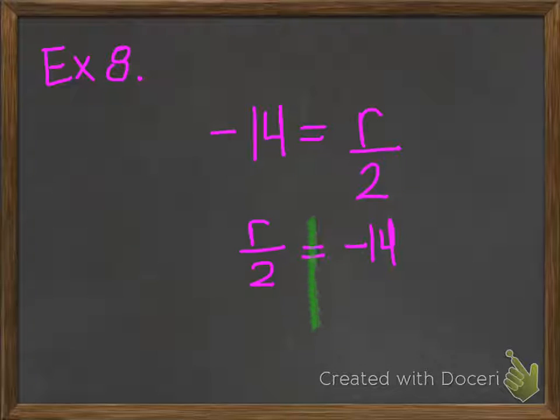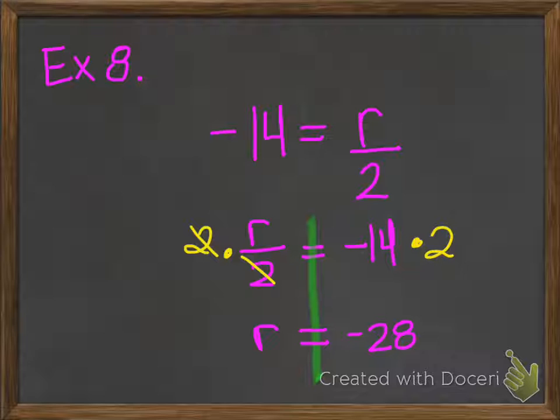Now, after I've done that, I'm going to go ahead and identify what operation is happening here. So right here, this bar, this is my division bar. So the opposite of dividing would be multiplying. So I'm going to go ahead and multiply both sides of the equation by 2. The reason I choose 2 is because 2 is what's in the denominator there. So 2 divided by 2, that makes 1. Okay, so 1 times r, or r divided by 1, is just r. And now negative 14 times 2 gives me negative 28 for my answer.